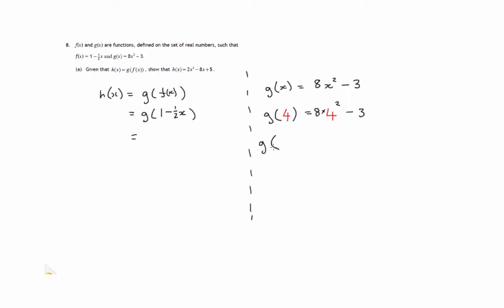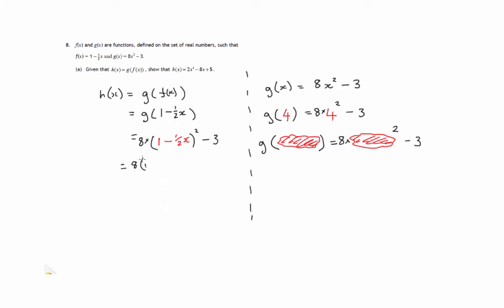In fact, anything that goes inside g we would take that and square it, multiply the result by 8, and take away 3. So in this case, we're going to take 1 minus a half x, we're going to square it, multiply it by 8, and subtract 3.